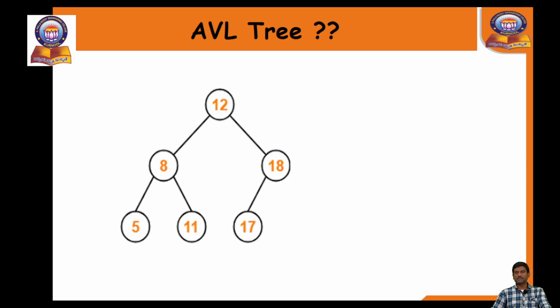Similarly, you can easily guess whether it is an AVL tree or not. So here first you have to identify whether it is a binary search tree or not. Take any elements: 8, 5, 11 are less than the root node, and 17, 18 are greater than the root node, and that is how the property of the binary search tree is satisfied. But considering the height, this is level 1, level 2, and similarly level 3, and the leaf nodes are present at this level.